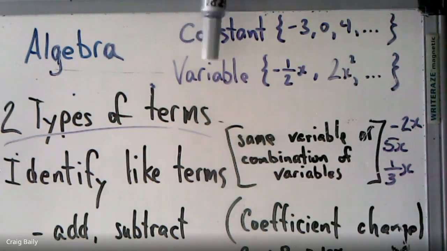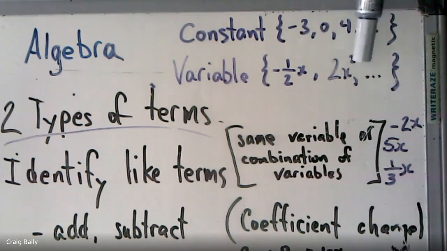The other kind of term is a variable term, like -1/2 x, 2x squared. Anything that has a letter in it, whether it's squared or to the first power, if there's a letter in the term, it's known as a variable term. And if it's a number, that's a constant term.